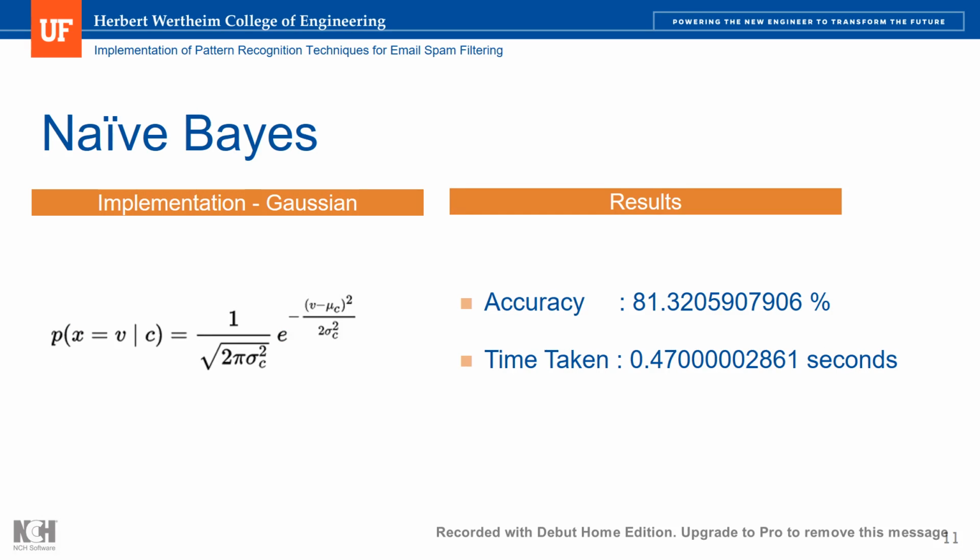And as I was saying, I have used the Gaussian model in the implementation of naive Bayes. The results of this are documented as shown. The accuracy is about 81.3%, and the time taken to run this algorithm was 0.47 seconds.